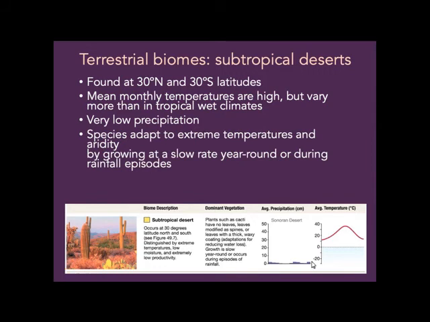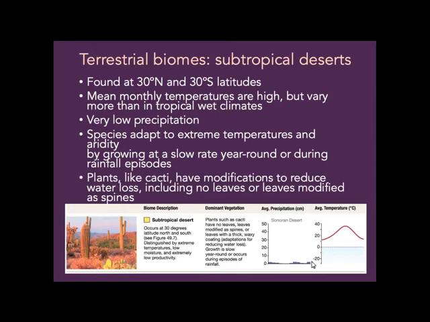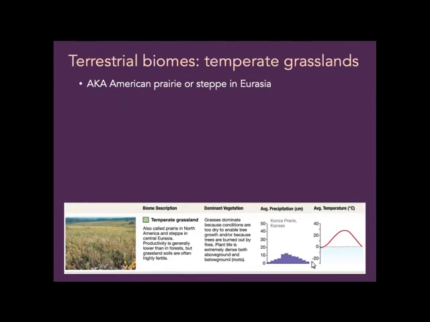And species there tend to adapt to these extreme temperatures and aridity, meaning dryness, by being able to grow at a very slow rate year-round, which is one of the two options. So some of them will just grow a tiny bit at a time, but they're growing all the time. Other ones will basically only appear during a rainfall episode. It'll rain, it'll grow quickly, put up flowers, the flowers will bloom, and then it'll die off again until it rains again. And as we saw in our lab on angiosperm diversity, plants like cacti have modifications to reduce water loss, including not having leaves or having the leaves modified into spines.